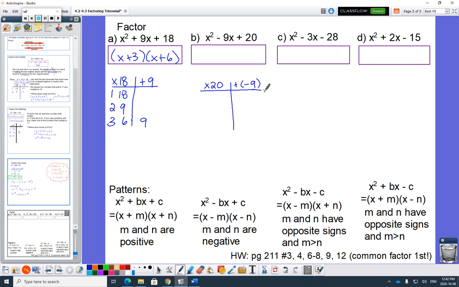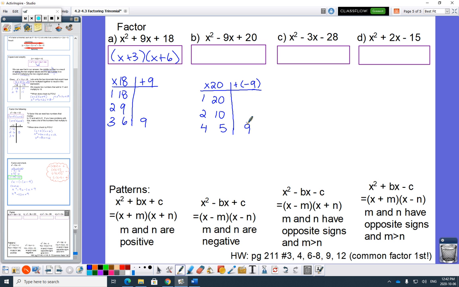So here now we are multiplying to positive 20, but adding to negative 9. So again, if you're multiplying to a positive, but adding to a negative, then that means both numbers have to be negative. But you can go through the factors first. 1 and 20 is never going to give us 9. 2 and 10, maybe 12, maybe 8, never 9. 3 doesn't go into 20, and then 4 and 5.